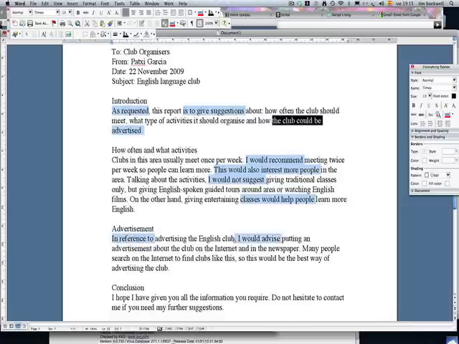In reference to, good formal expression. I would advise, good formal expression. This would be the best way of advertising the club. Again, hypothetical and more formal. And then this is all very formal language. So you've got a good level of formality, well structured, well organised, signpost sentence, very well written. Now it's your turn. Good luck.